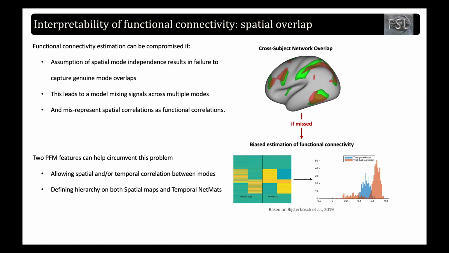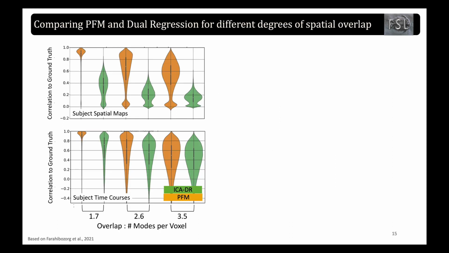But then we also want to make sure that the model hierarchically gets a good chance to have a good estimate of the individualized organization. And so the prior structure and the hierarchical optimization structure within PFM is designed to try and address this. Again, these are some results. So it's the same type of figure with PFM in orange and ICA dual regression in green. Here along the x-axis, instead of varying the amount of misalignment across people, it's varying the amount of overlap between modes.